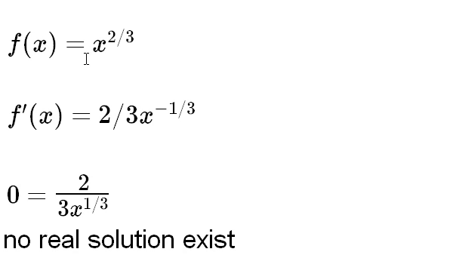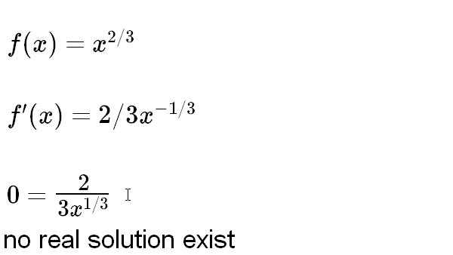Alright, we have f of x is equal to x raised to the 2/3 power. We're going to take the derivative. That means you take the 2/3, bring it out front, and subtract 1 from the 2/3, which gives us -1/3. And I'm going to write it in this form so you can better see it. So, back to that definition.